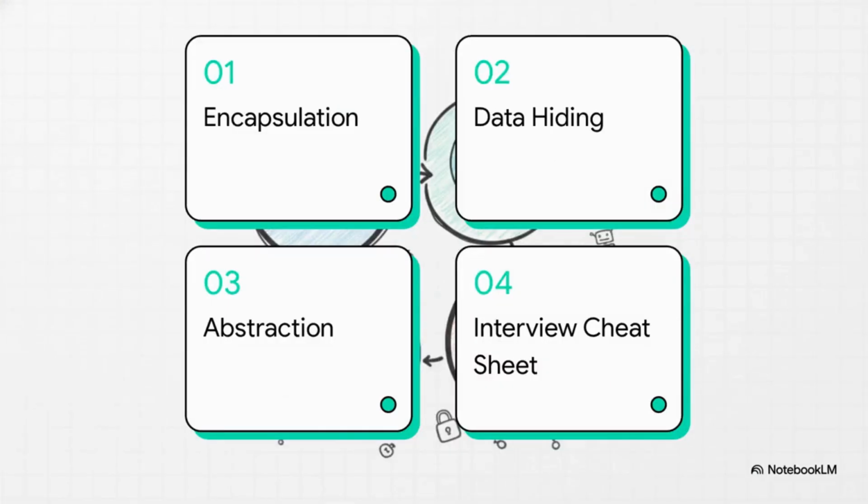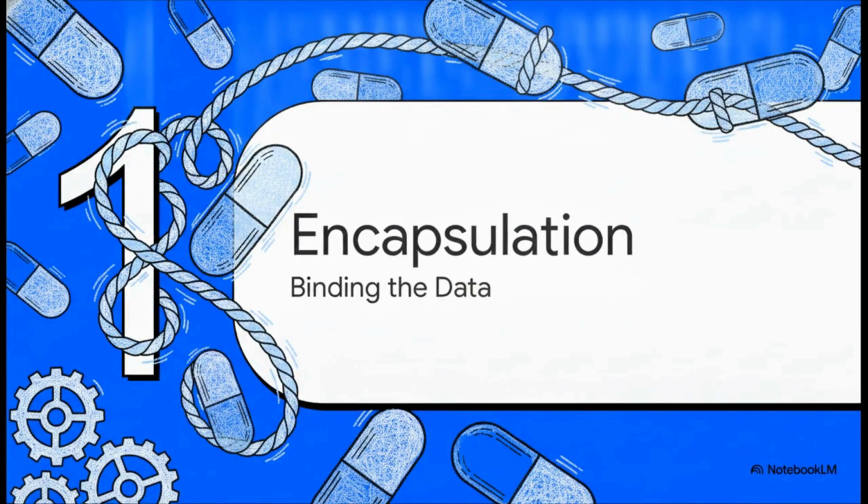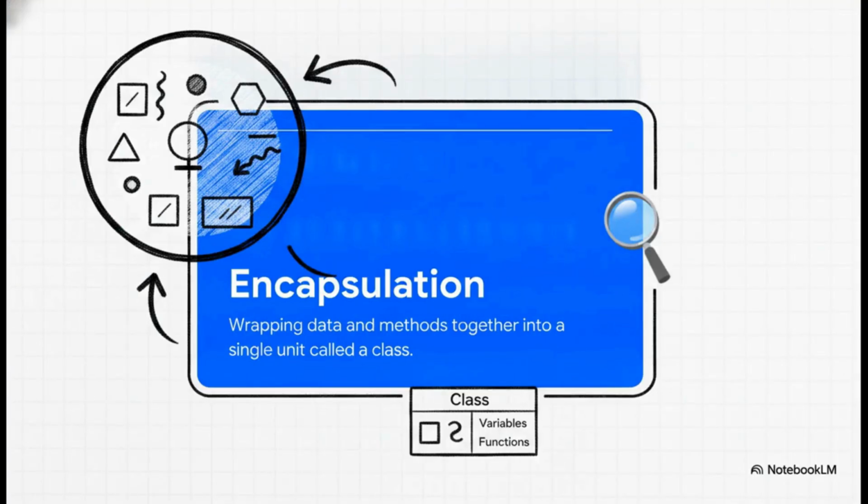So here's our game plan for today. We're going to cover 3 core pillars: encapsulation, data hiding, and abstraction. And then we'll wrap it all up with an interview cheat sheet. All right, let's kick things off with encapsulation, binding the data. Okay, so what is it?